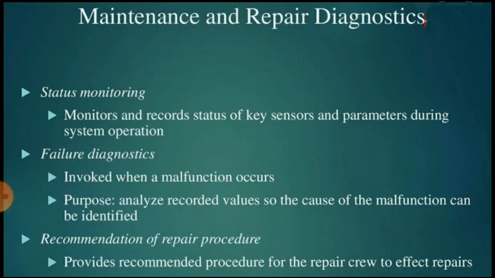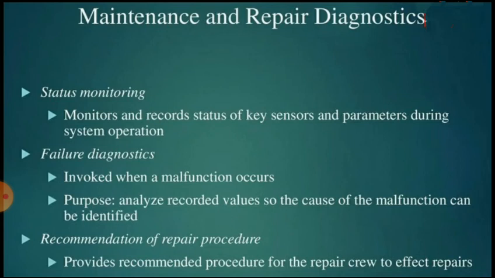So first is status monitoring. It monitors and records the status of key sensors and parameters during system operation. So in a status monitoring mode, the diagnostic subsystem monitors and records the status of key sensors and parameters during normal operation. On request, the diagnostic subsystem can display any of these status values instead of warning of failure.